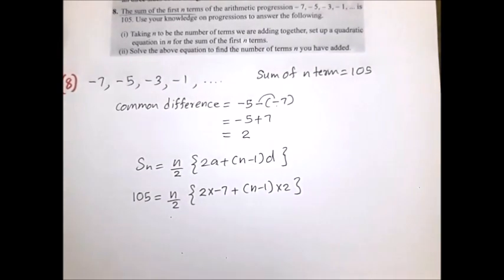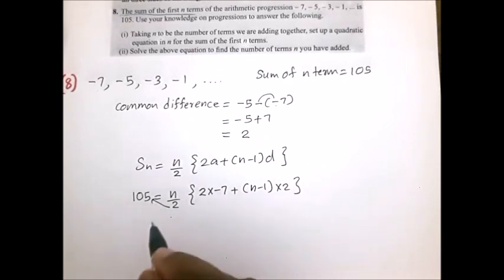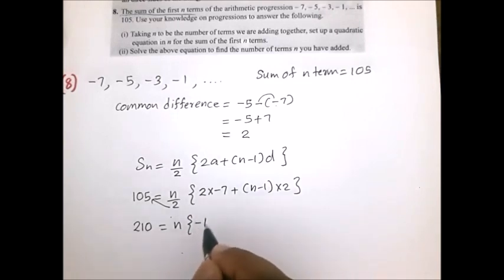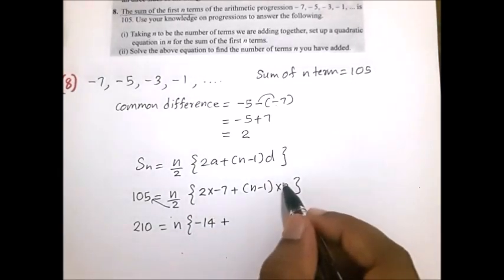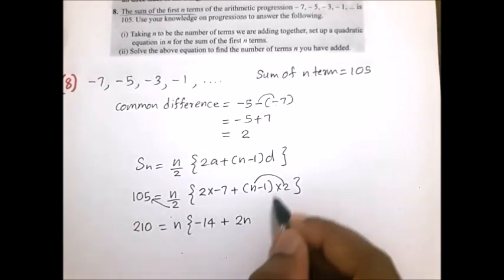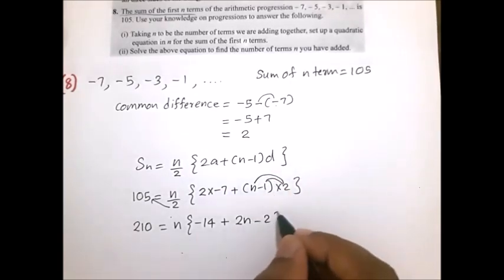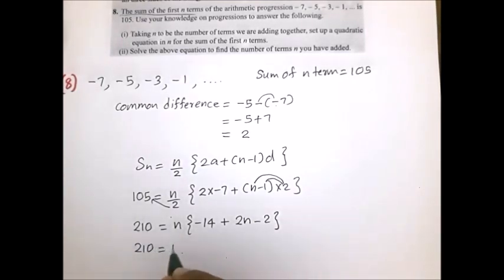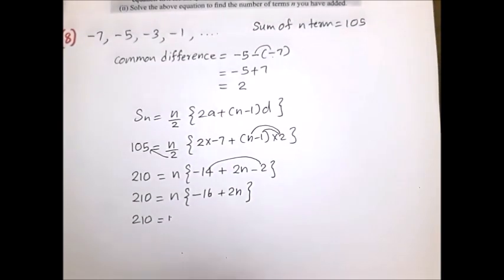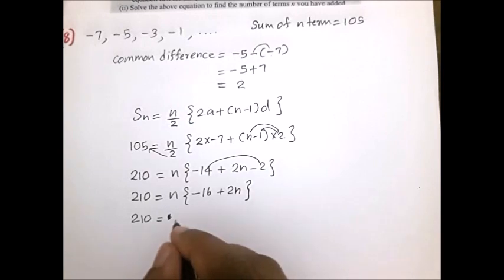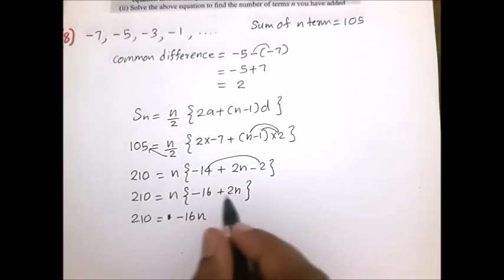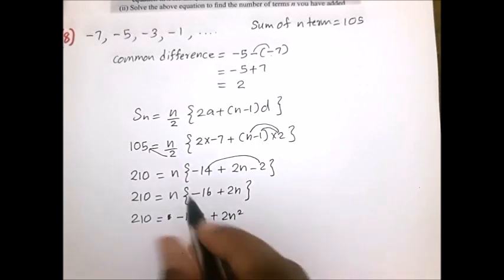Now you have to simplify this expression. First multiply this side by 2. Cross multiplication. It is 210. 2 multiplied by minus 7, minus 14. Then remove bracket here. 2n. 2 multiplied by minus 1, it is minus 2. Now simplify terms within brackets. Minus 14 minus 2, it is minus 16. Then remove this curly bracket. n multiplied by minus 16, minus 16n. n multiplied by 2n, plus 2n to the power 2.